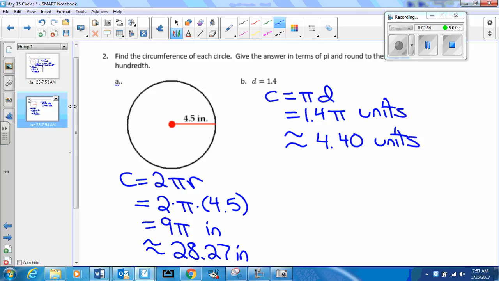Be careful when you round that one, because when I look at what was on my calculator, it was 4.398. So that would round up to 4 and 40 hundredths units.